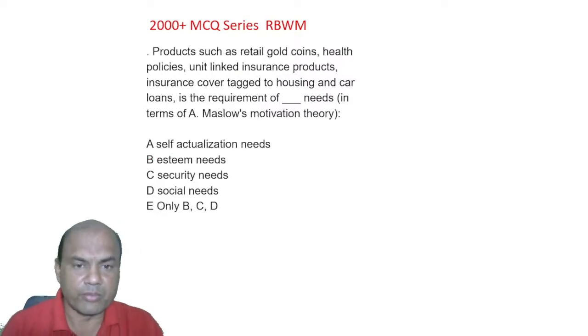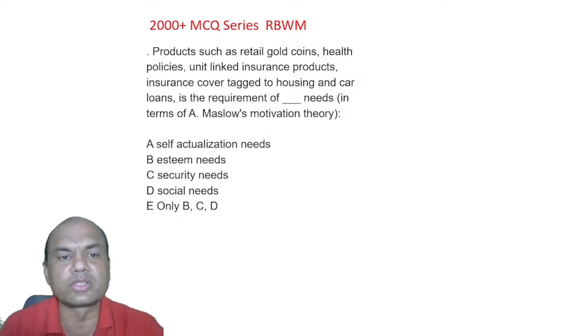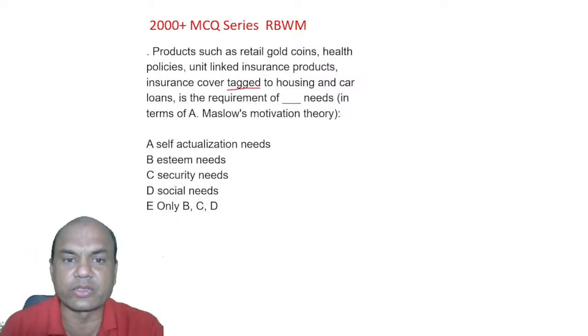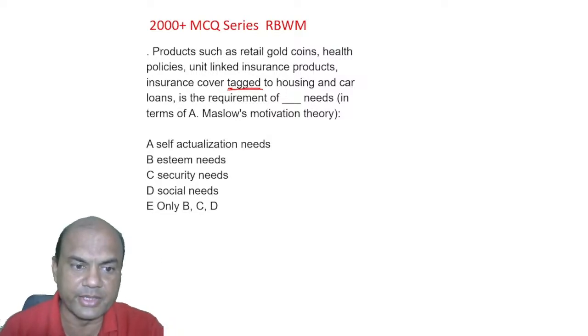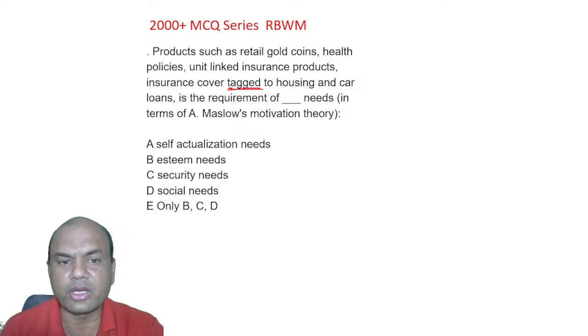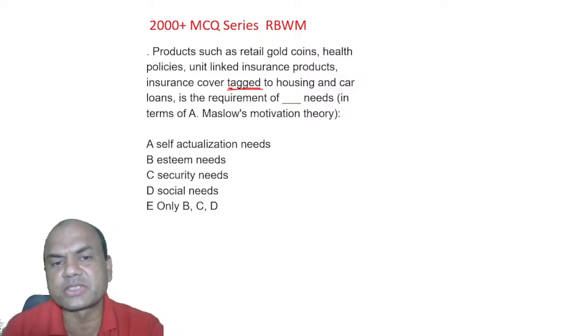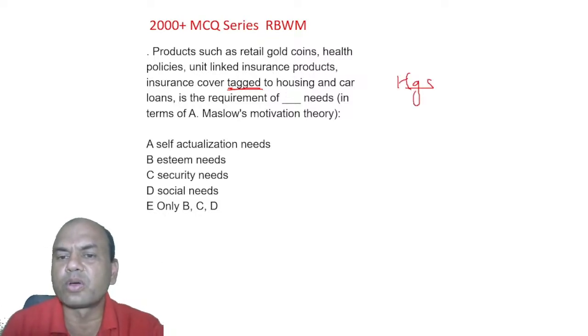Products such as retail loans, gold loans, this tagging was done except for self-actualization. Everyone was there, right? Except for this tagging. What did I tell you about tagging? Self-actualization is a rich person. This person does not need any tagging, meaning housing loan plus gold coin. That person does not need all these things.